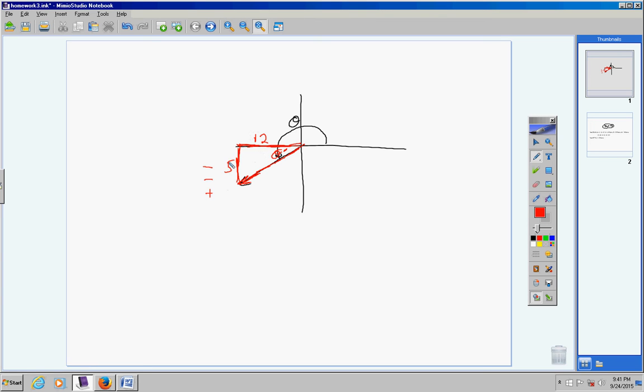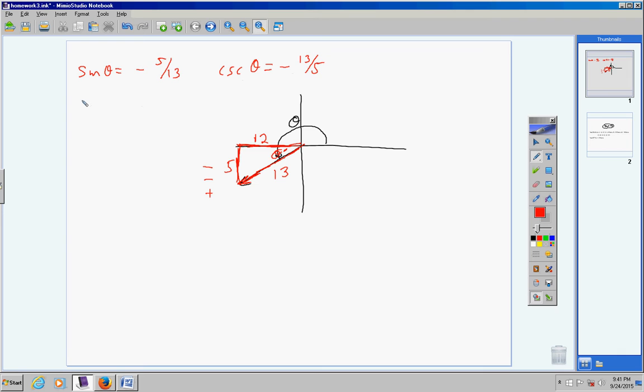So using Pythagorean's theorem, we would have what? Doing this in my head, 144 plus 25 will be 169, and the square root of 169 is 13. So the hypotenuse is 13. So here we go. The sine of theta is negative, first of all, and it would be opposite over hypotenuse, 5/13. So the inverse cosecant of theta would be negative 13/5.